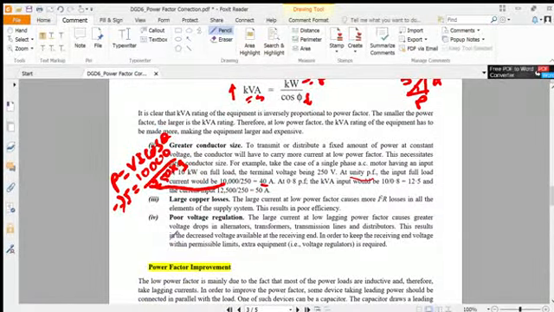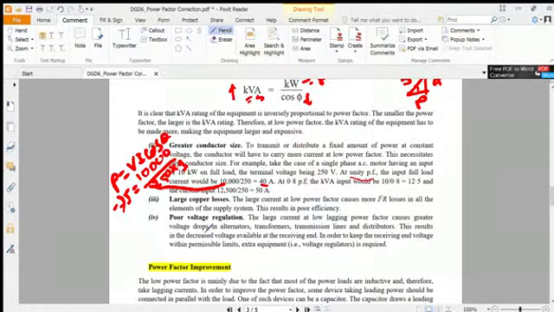And the last one is voltage regulation. If the conductor is carrying a higher ampere rating current, then there is a loss, I mean a voltage drop occurs in the conductor.